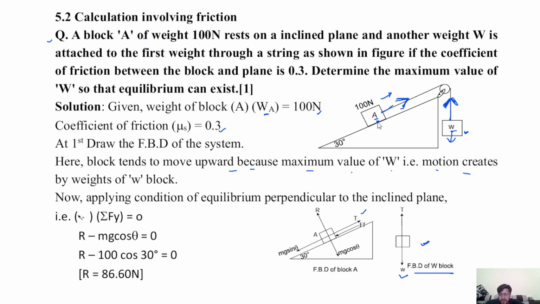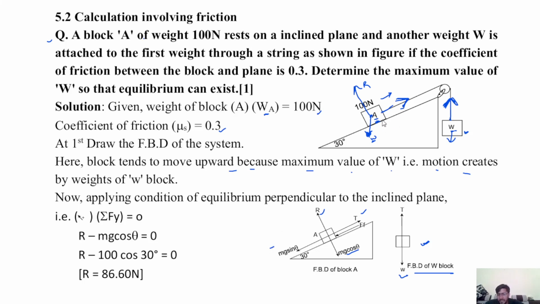The normal reaction from this inclined surface is acting in the upward direction, R. So R is the normal reaction from the inclined surface to the body, and W, the weight of A, is acting vertically downwards. So this W is divided into two components: one is mg cos theta and another is mg sin theta.